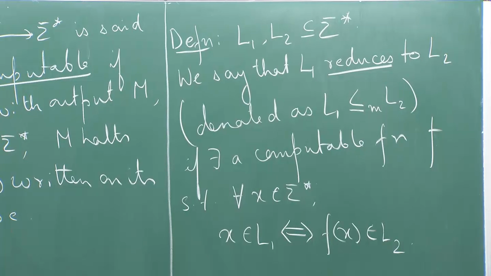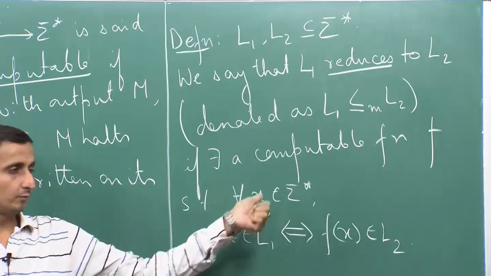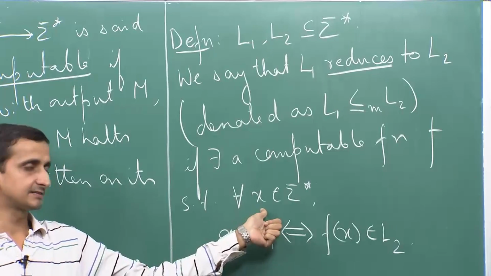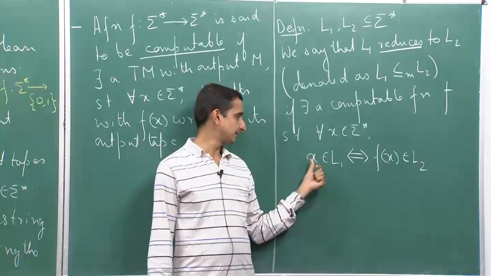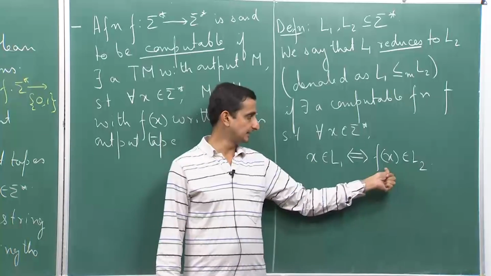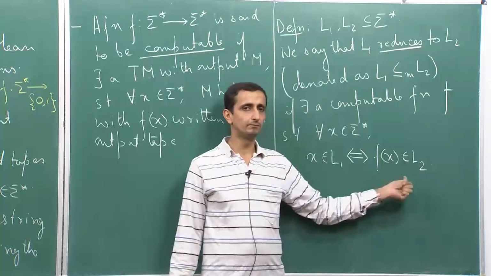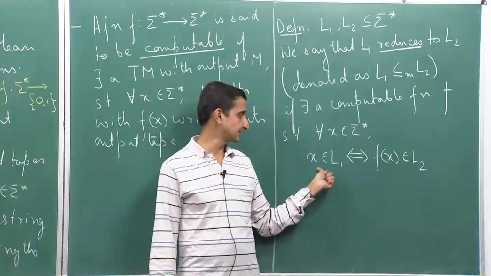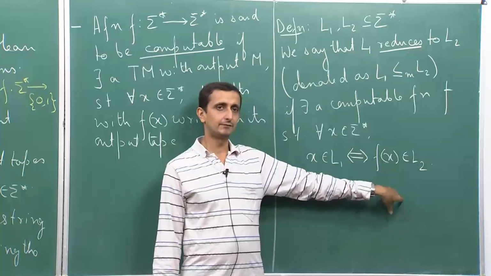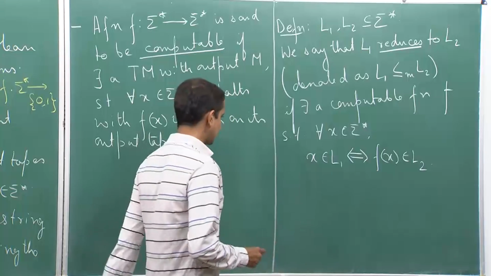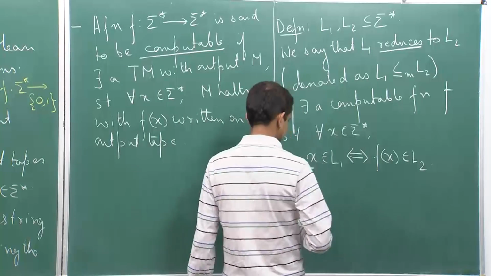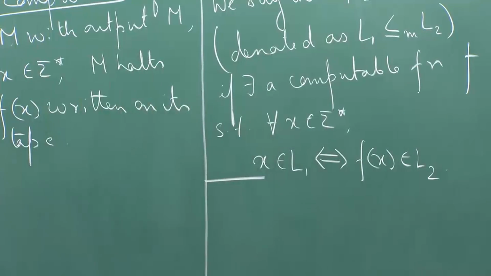So, a reduction is basically a computable function which takes a string x and maps it to another string f of x such that it has the property that if x belongs to L1, then f of x must belong to L2, and if x does not belong to L1, then f of x should not belong to L2. Okay. So, pictorially we can represent this as follows.